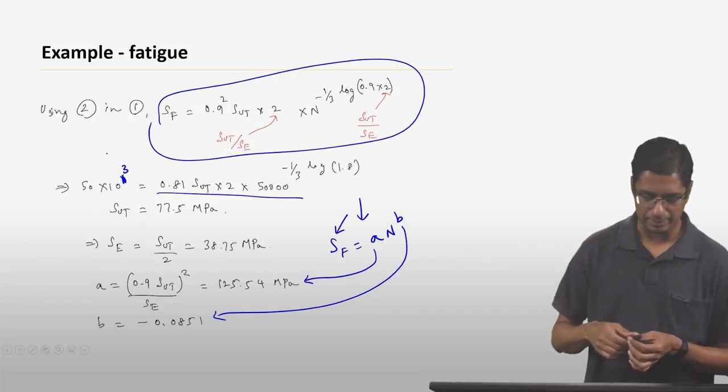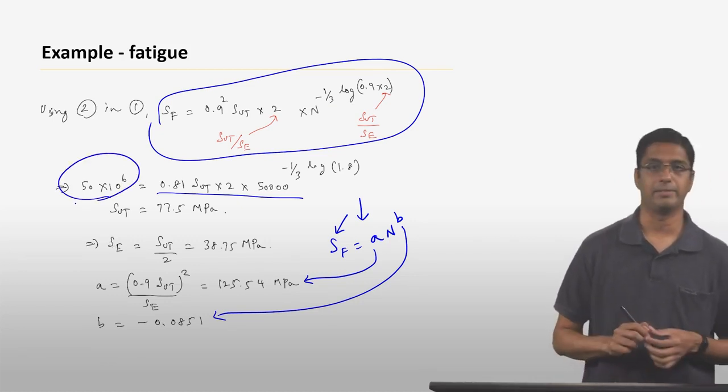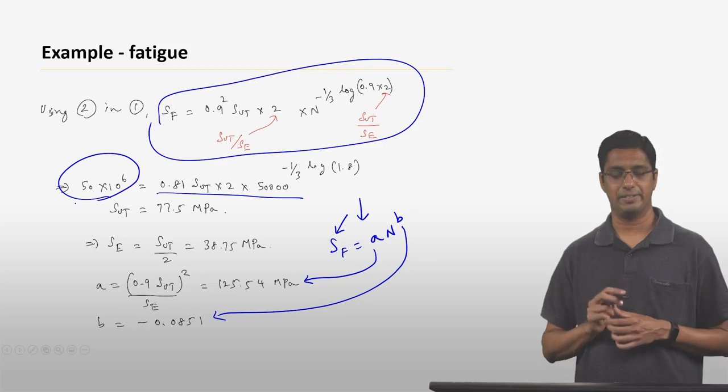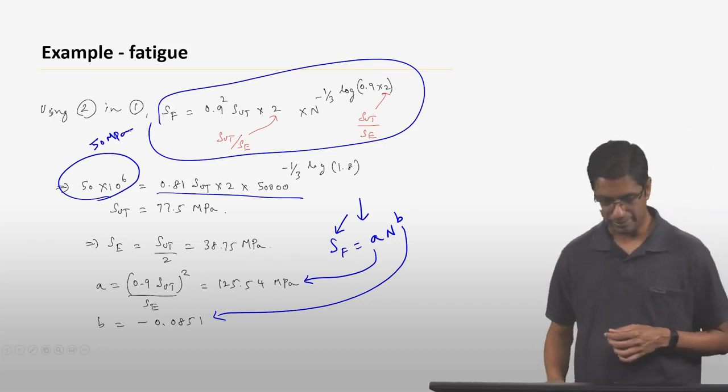Again, I think I made a mistake here. This is the stress, not the number of cycles. It is actually 50 into 10 to the 6, which is 50 MPa. Okay, so I made a mistake there.